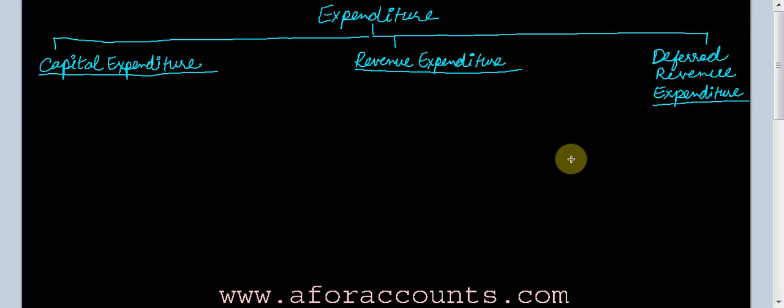Now, what is capital expenditure? Expenditure that gives you benefit of enduring nature, meaning it doesn't get exhausted in a single accounting year and the benefit is more than one accounting year. Such expenditure is known as capital expenditure. Okay, so I will just write here, gives benefit of enduring nature.